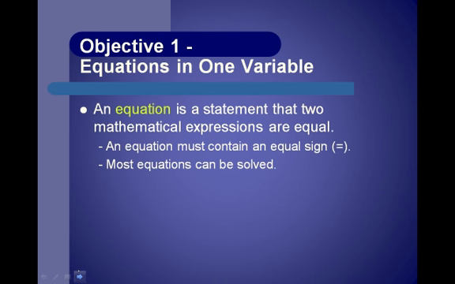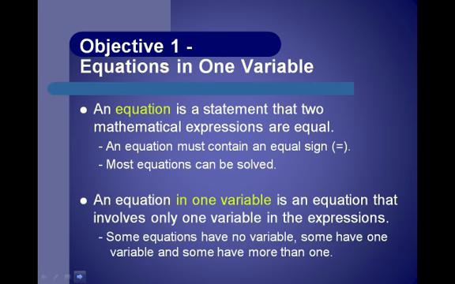An equation is a statement that two mathematical expressions are equal. An equation must contain an equal sign. Most equations can be solved. An equation in one variable is an equation that involves only one variable in the expressions. Some equations have no variable, some have one variable, and some may have more than one.